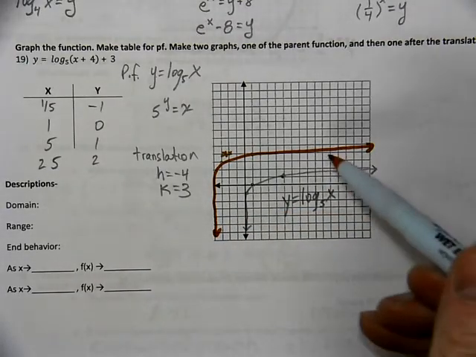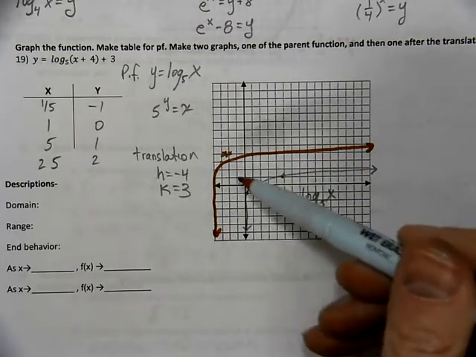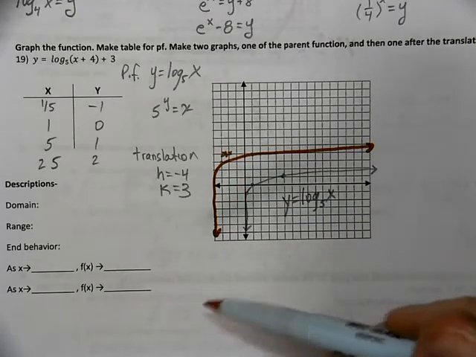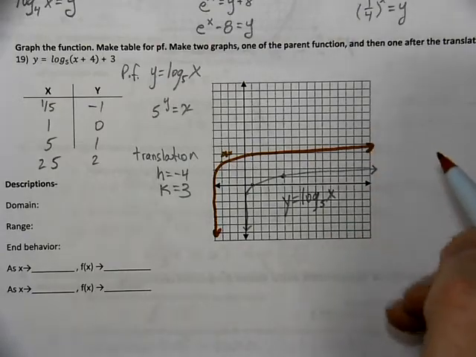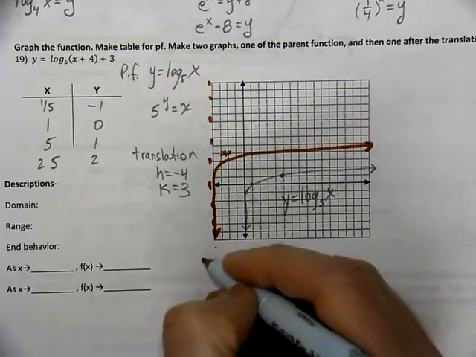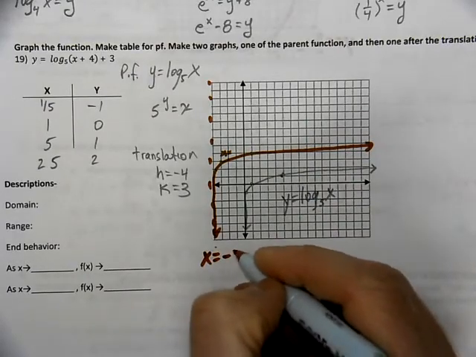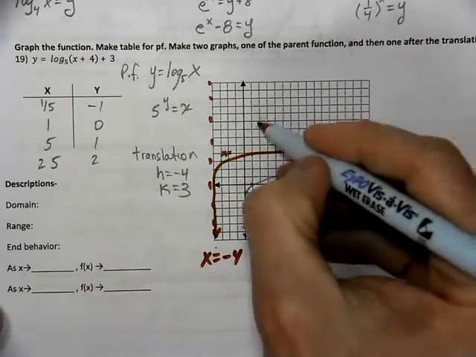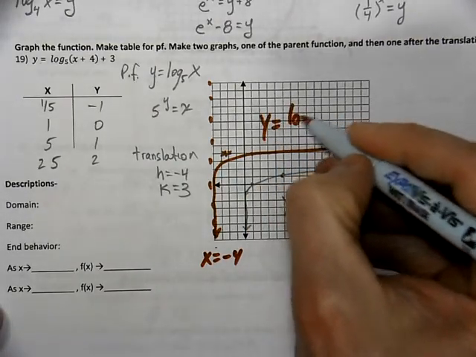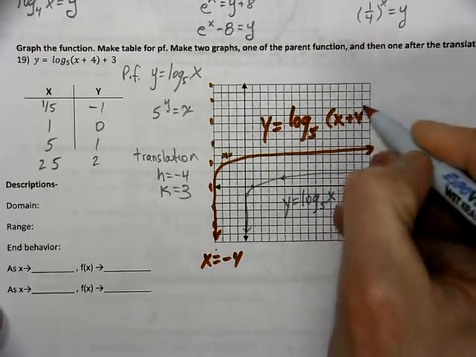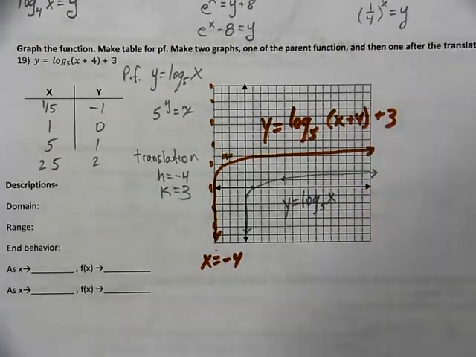So be sure to understand that the graph isn't actually going straight down. It is slowly but surely always falling to the left. But we have an asymptote here at x equals negative 4. It's x because it's a vertical line. Our equation is log base 5 of x plus 4, plus 3.